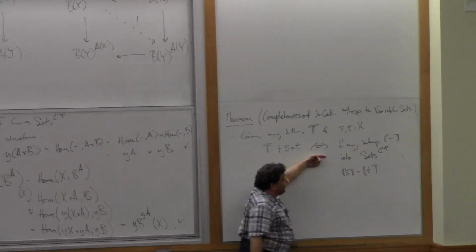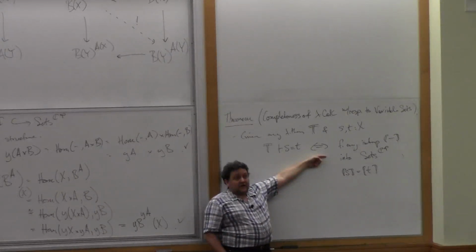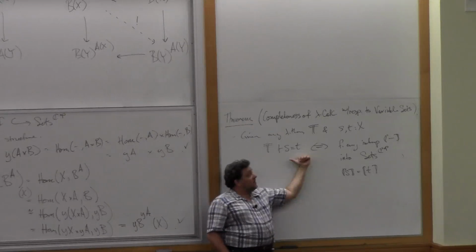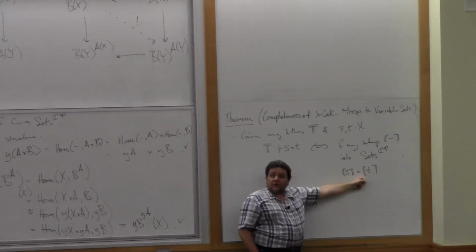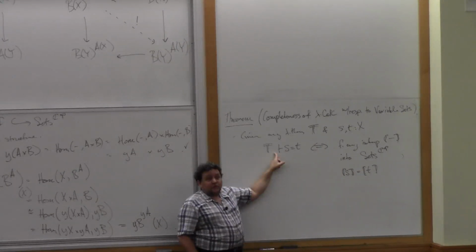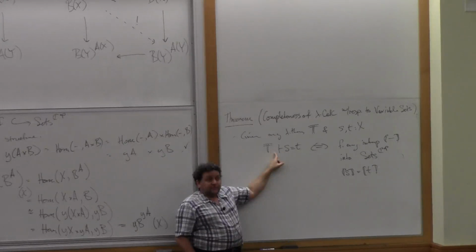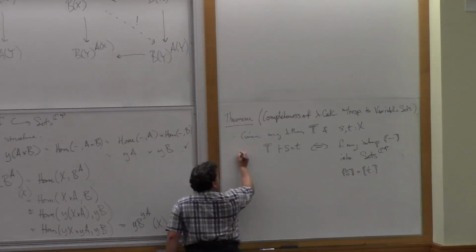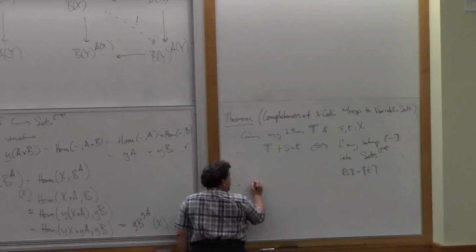So this direction is, of course, soundness of the lambda calculus with respect to the semantics, and this direction is the completeness. If the terms come out to be the same under all interpretations in variable sets, then they must be provably equal via beta-eta conversion. Okay? And then there's a similar statement about inhabitation of types.